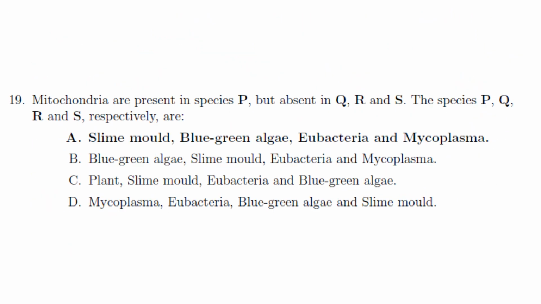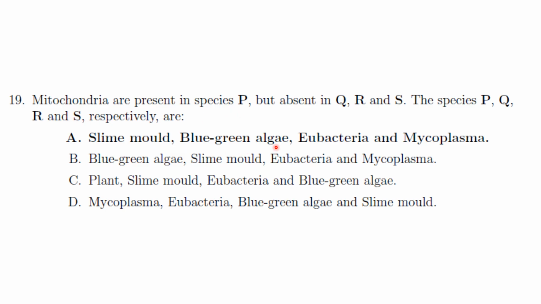Mitochondria are present in species P but absent in Q, R and S. So mitochondria are present in species P means P must be eukaryotic. Q, R, S it is absent means those three are prokaryotic. Now see for prokaryotes and eukaryotes here. So the first one, slime mold, it is eukaryotic. So mitochondria is present in P.